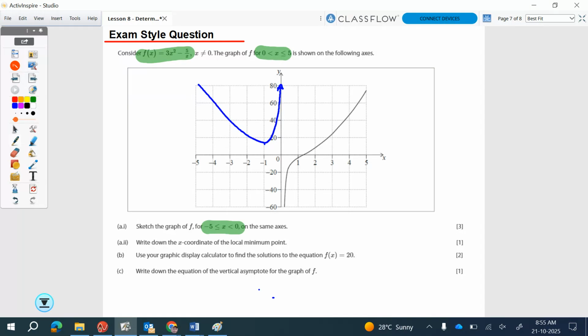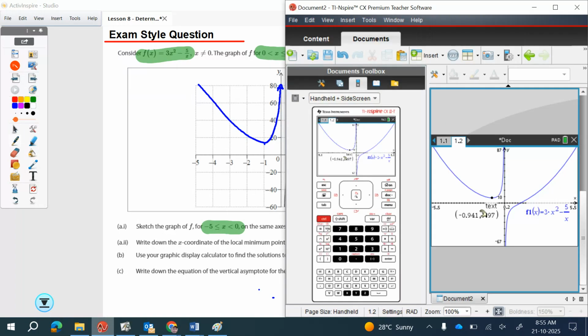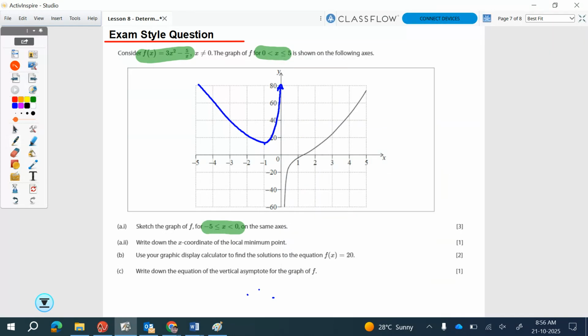Okay. So write down the x-coordinate of the local minimum point. That's this one, minus 0.941797. So x-coordinate. Be careful here, I nearly wrote the coordinates. It's very specific in the question. It says x-coordinate, so x equals minus 0.941.